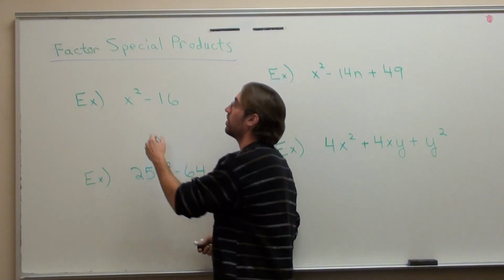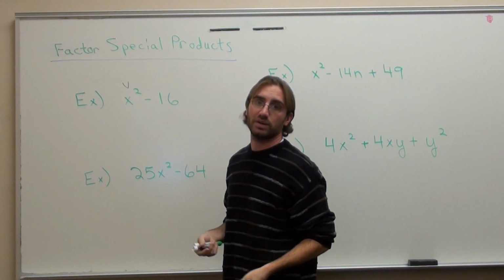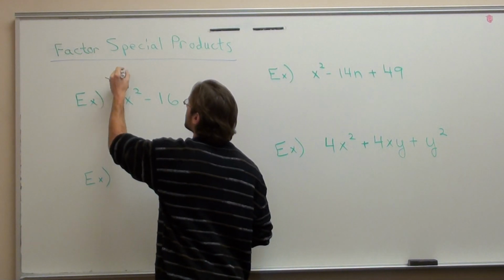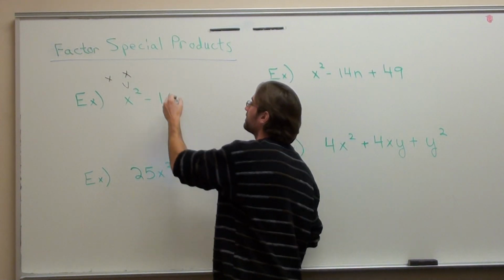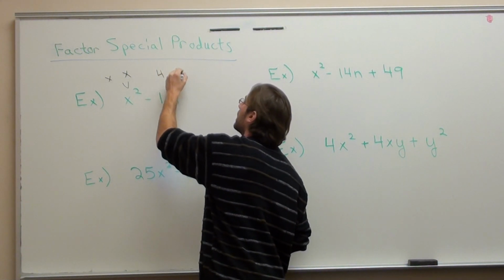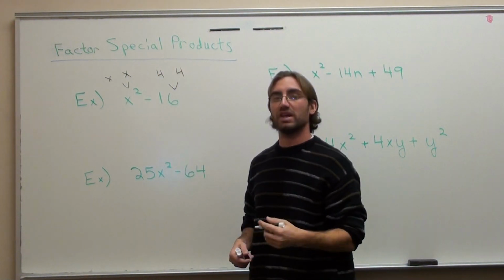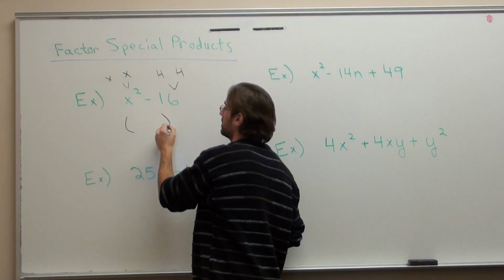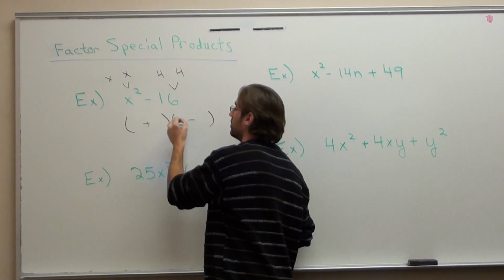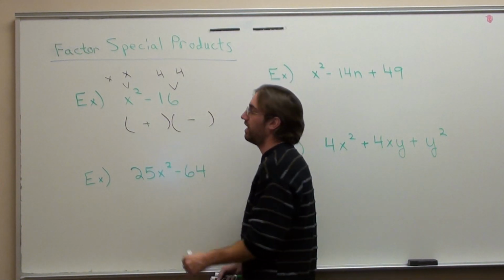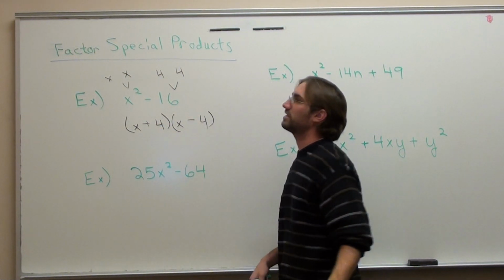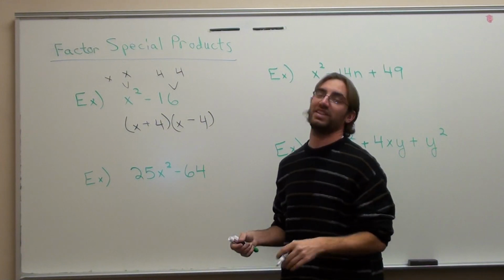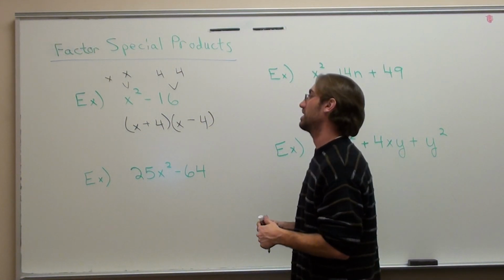For instance, what times what, and it has to be the same thing, equals x squared? x and x. What times what equals 16? 4 and 4. The last term is negative, so that means that one's a plus, one's a minus. x plus 4, x minus 4. Finito. Done. Way better than the ax squared plus bx plus c problems that I showed you before.